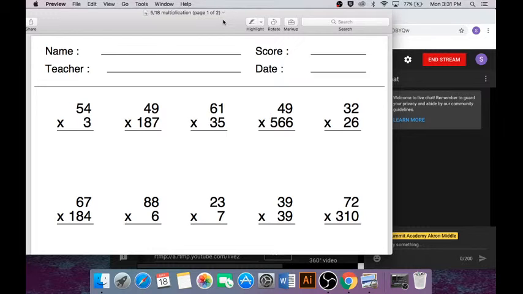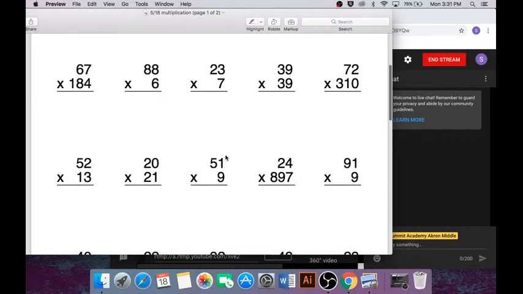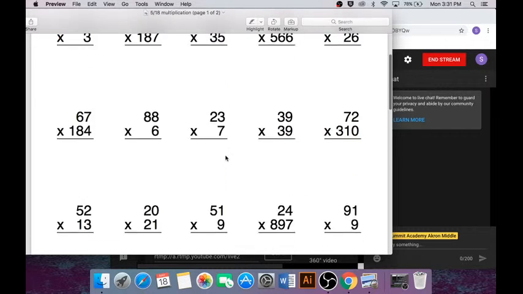and turned in. So today we're just going to go over, for the last time, multiplication of multi-digit numbers. So they're all 2-digit numbers multiplied by either 1, 2, or 3-digit numbers. There are 20 problems we're going to work on.